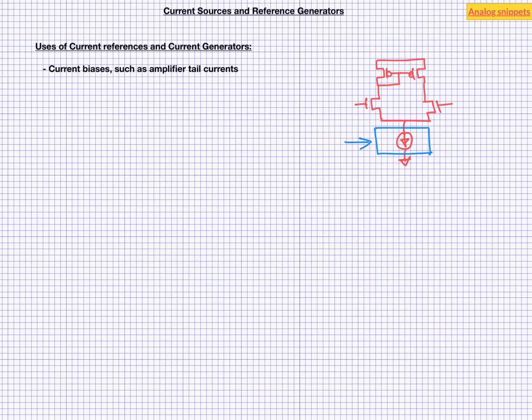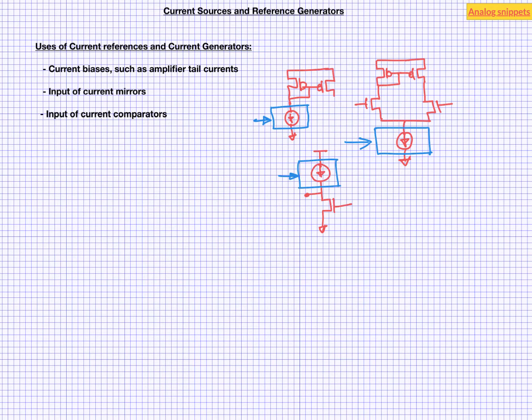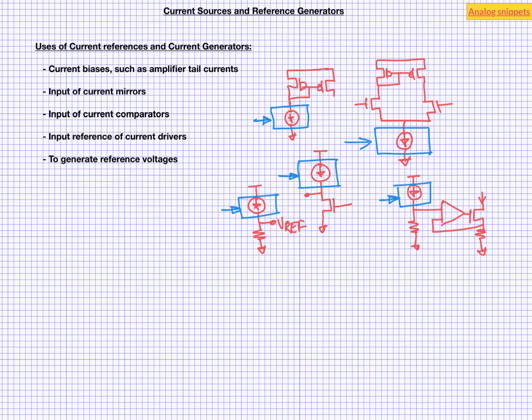Obviously, current generators are needed for current biases. They are used as input of current mirrors. They are used as input of current comparators or input reference of current drivers. Reference currents are used to generate local reference voltages. Current sources are also used in level shifters, and you can think of many such applications.